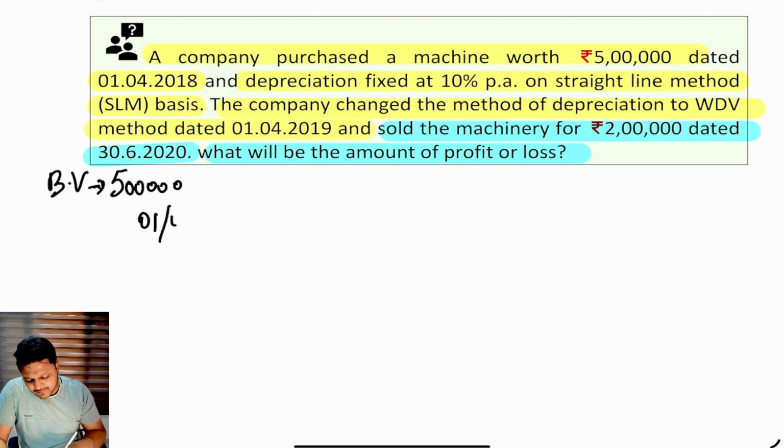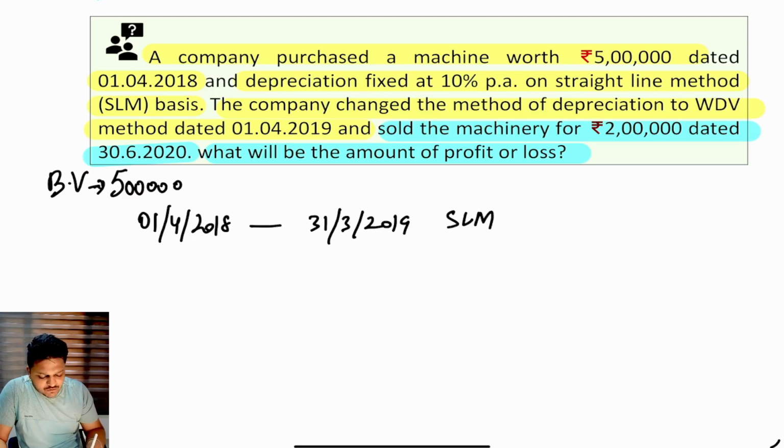Now from the 1st of April 2018 till the 31st of March 2019, the straight line method of depreciation was used. Getting it? The straight line method of depreciation was used. And further, the WDV method was used. And the depreciation was 10% per annum. It means the life of the asset was 100 divided by 10, that is 10 years. So the depreciation for 1 year will be charged at 10%.